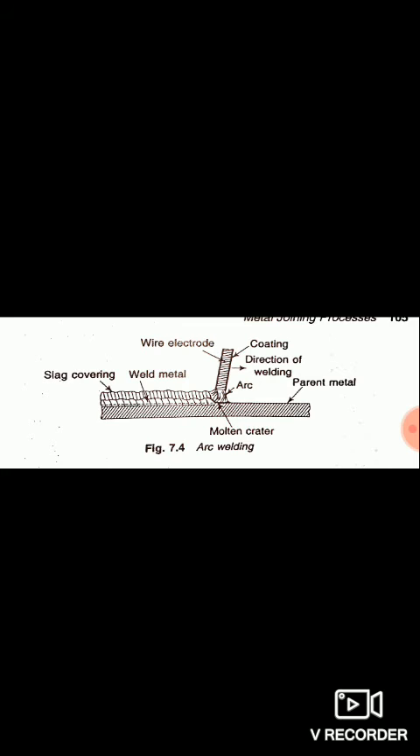Next, flux materials. We said that the electrode is coated with flux material. What are all these flux materials and what are their uses? Some of the flux materials used and their functions, I will discuss. First one is starch and wood pulp. Gas shield. This produces a gas shield around the weld zone, preventing it from atmospheric oxygen.